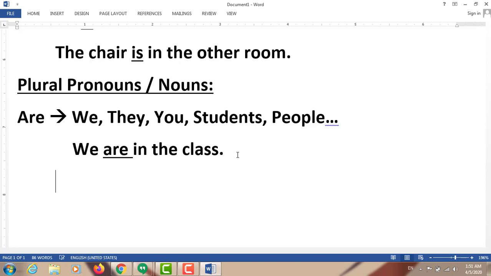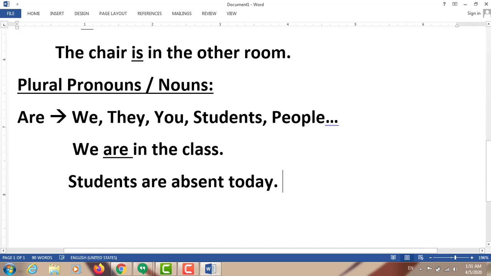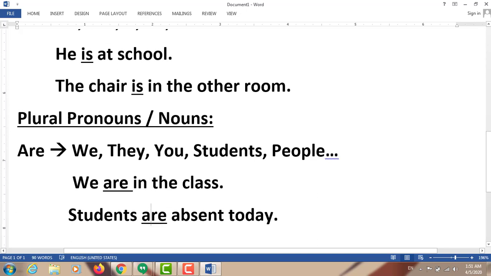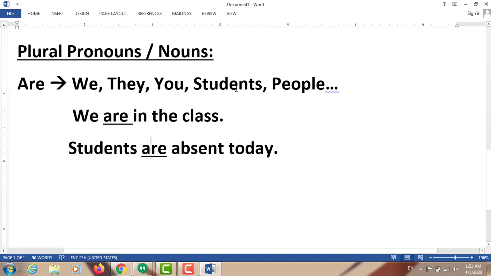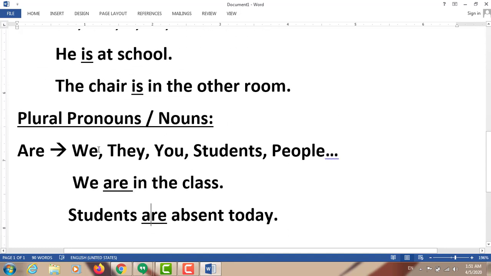So I will say, "Students are absent today." Oh my god, students are absent today. So this "are" is used for plural nouns as well, because "student" is singular, and when it takes an s it's plural, so I used what? "Are" for it. Okay, and for all plural forms you use the "to be" are.